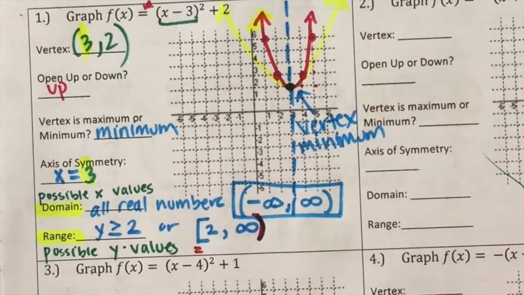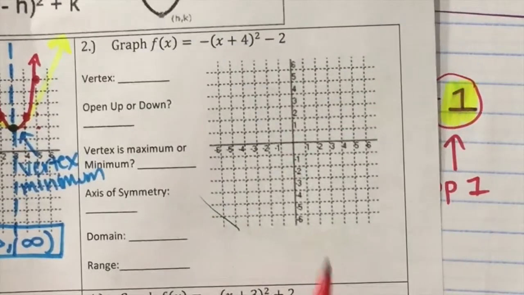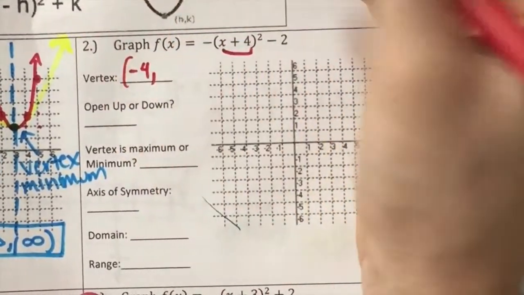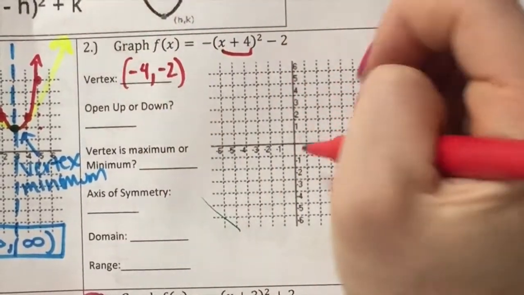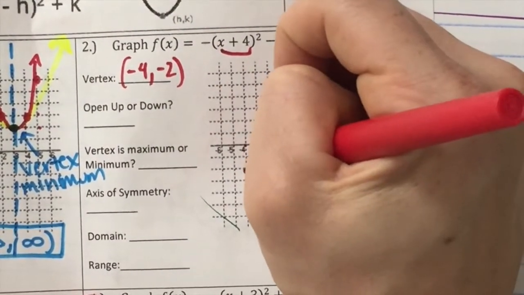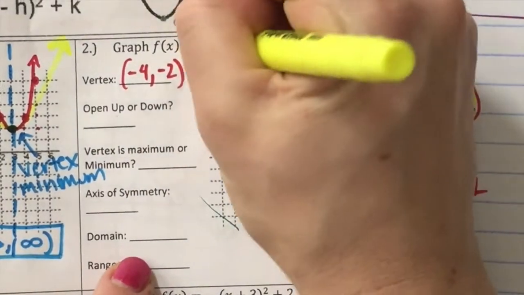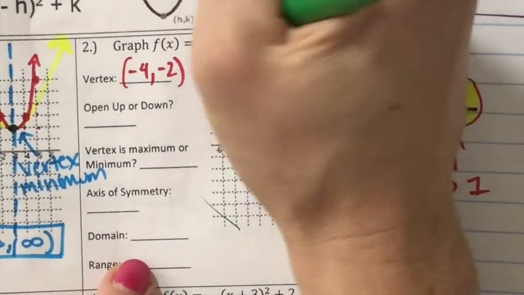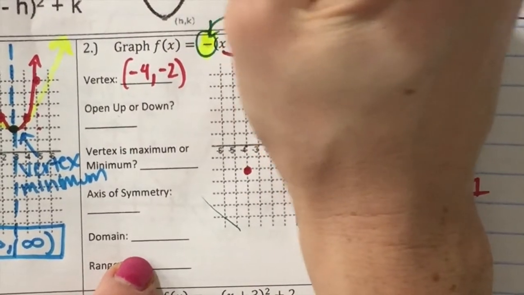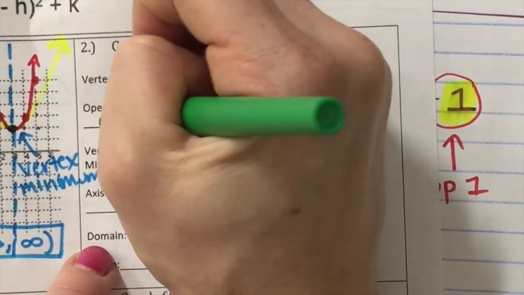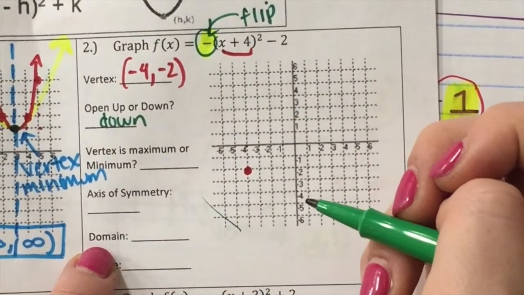Let's do number 2 here. So number 2, the vertex, we switch the sign of this, so it's -4, comma, -2. That's the easy part. -4, -2. Okay, does it open up or down? Well, do you see this negative here? That means we're going to flip it. So it's going to be an upside down parabola, so it's going to be opening down.